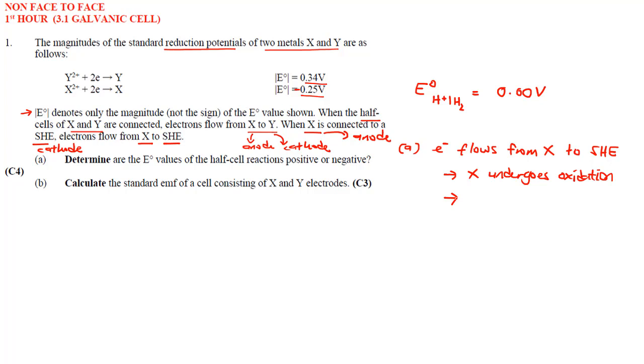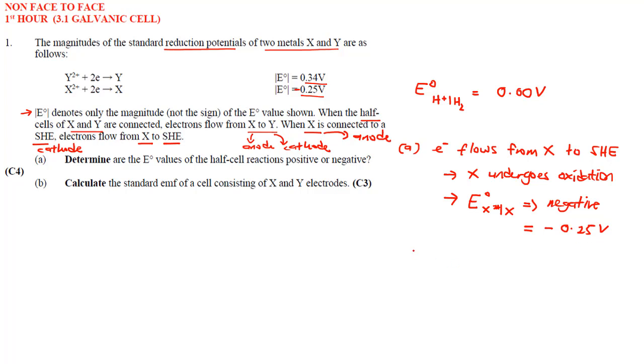So cara nak tulis, E naught, apa ion X? X2 plus. And then you have this phase boundary lah, single line tu, X2 plus X. Dalam bentuk reduction kita tulis dalam bentuk reduction. So E0 untuk X adalah negatif. So the value given asal 0.25. So what you must know, the E0 value for X is negative 0.25 volt.